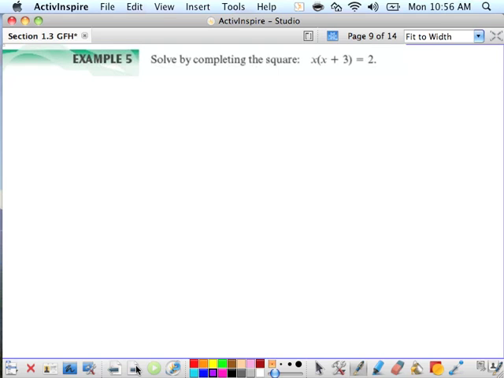Now let's look at x times x plus 3 equals 2. The first thing we want to do is distribute the x. So we have x squared plus 3x equals 2. The nice thing is that the leading coefficient's already 1, so I don't have to divide through by a, and the constant's already on the right, so steps 1 and 2 are already done for us. We just have to figure out what to add to both sides.